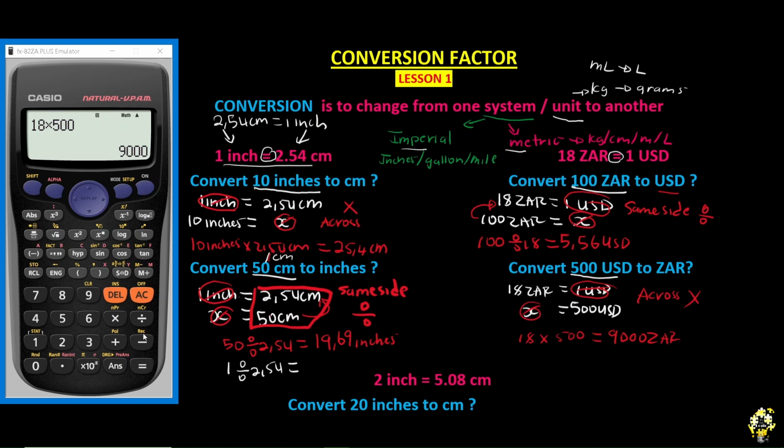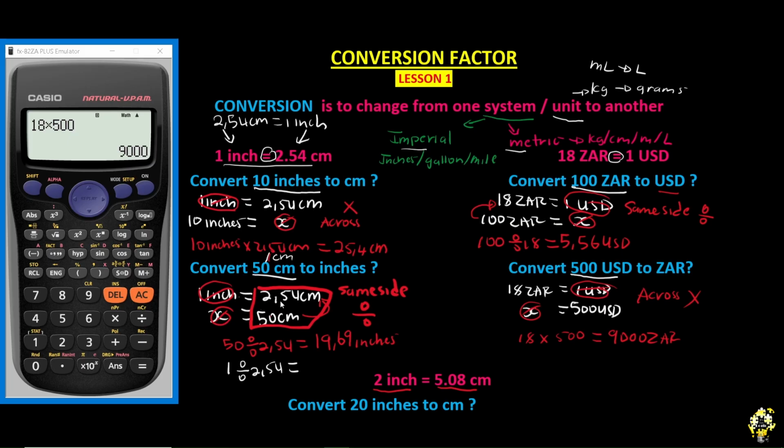Now, as you can see at the bottom, it looks slightly different. It's no longer 1 is to something, or something that is to 1. Now it's 2 inches equals 5.08 centimeters. Don't worry. It is as simple as we have been doing it. But now we are going to put the 2 together. Remember, same side we divide, across we multiply. Now we put the 2 together.